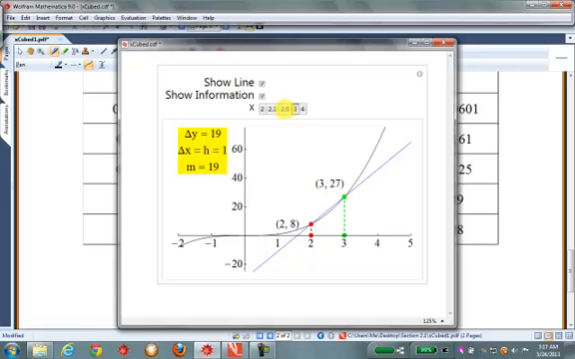As we go from 2 to 2.5, the slope is 15.25, and from 2 to 2.1, the slope is 12.61. Remember we saw that slope value getting closer and closer to 12. What we'll do is see what happens to this limiting value of the slope in the next video.